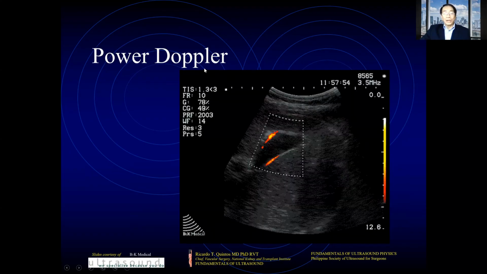Now, power Doppler does not take into consideration the direction of the flow, but only the intensity or the speed of the particles, and also the rate or the frequency rate of the particles. So the higher the frequency, the more intense the color, but there's only one color. It will not tell you the direction of the flow.